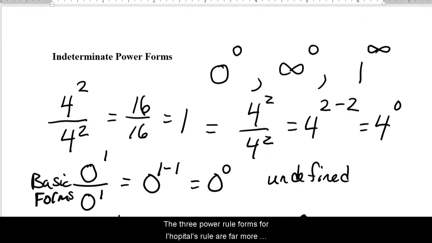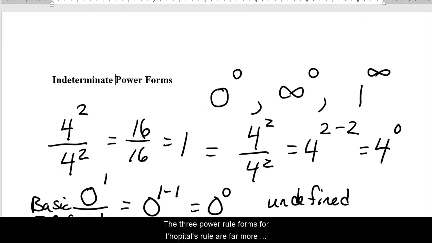The 3 power rule forms for L'Hopital's rule are far more difficult to apply than the previous 4. These last 3 have their own videos to deal with just those forms.